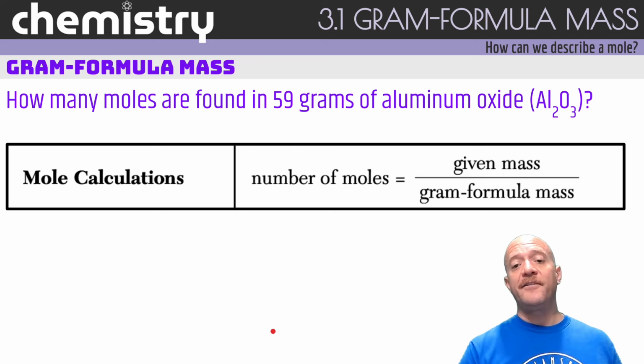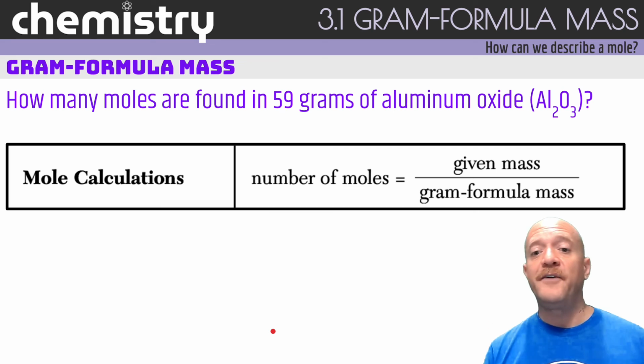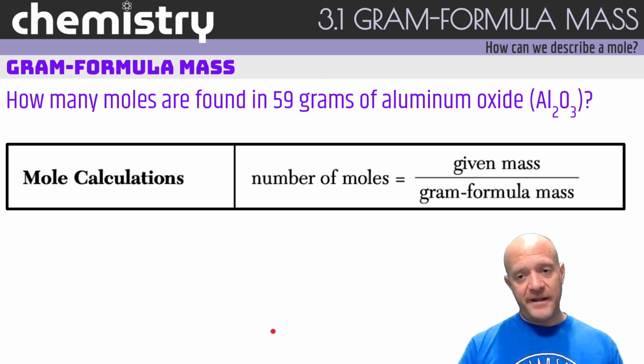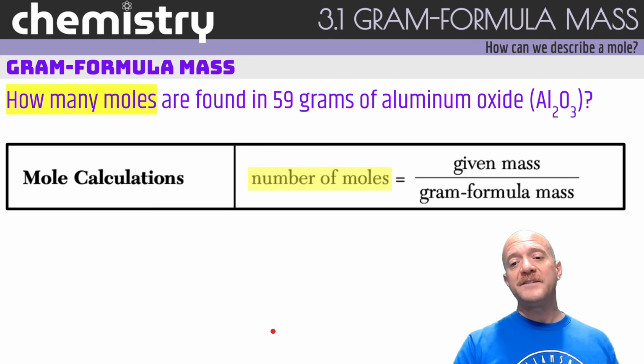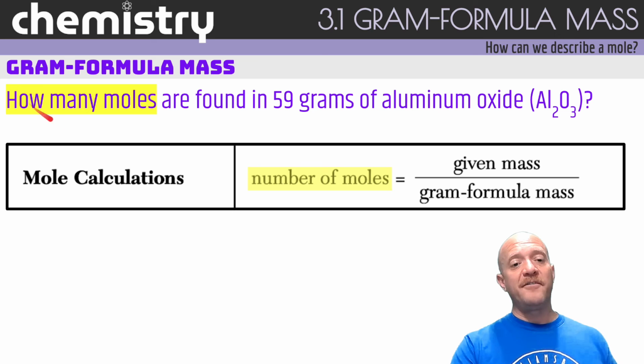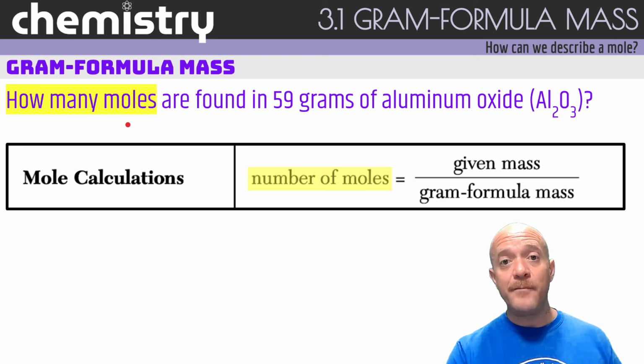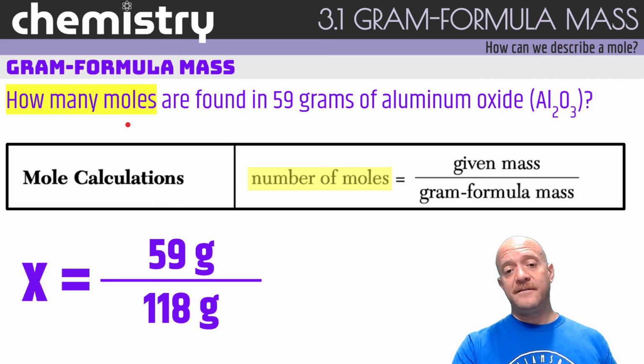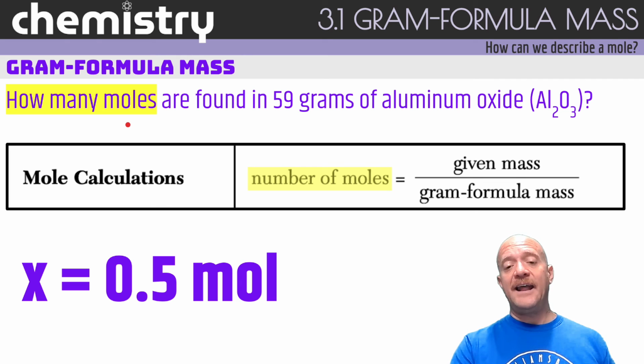Now likewise, let's try another way. How many moles are found in 59 grams of aluminum oxide? Again, the gram formula mass is never my unknown, but I want to figure out what is my unknown. It is the number of moles because it says how many moles. So I'm going to plug in my numbers. I'm going to solve for x, and I get 0.5 moles. And this is the symbol. You don't ever write M, that means meter. The symbol for mole is MOL.